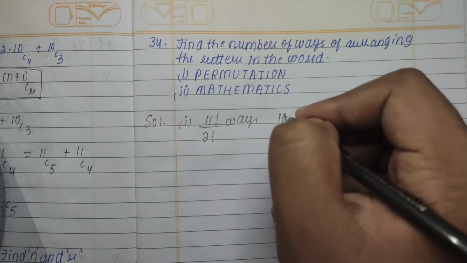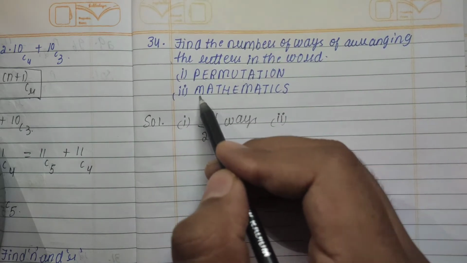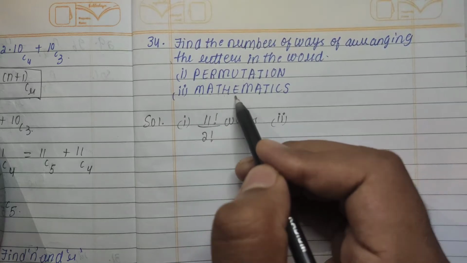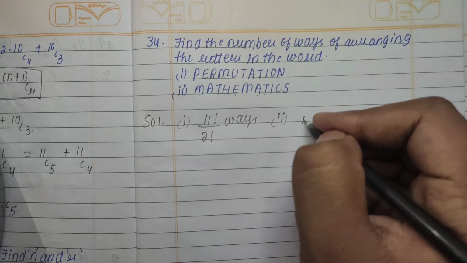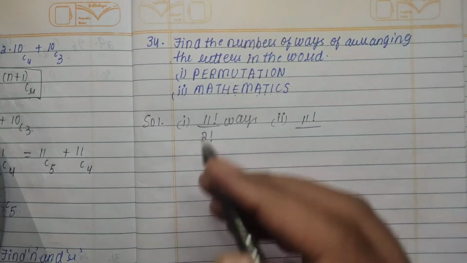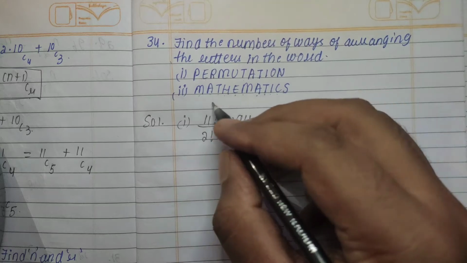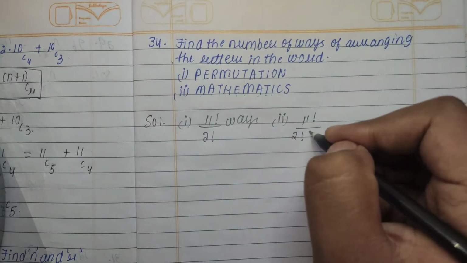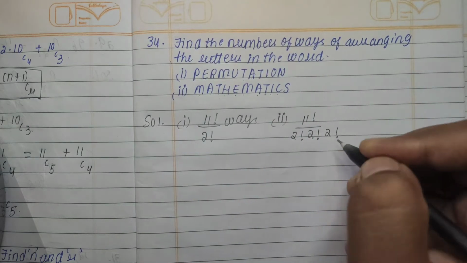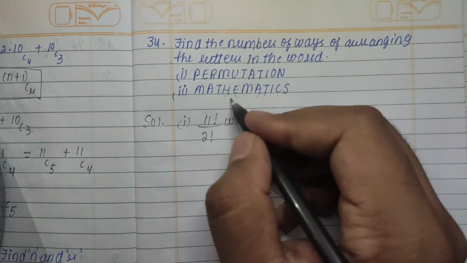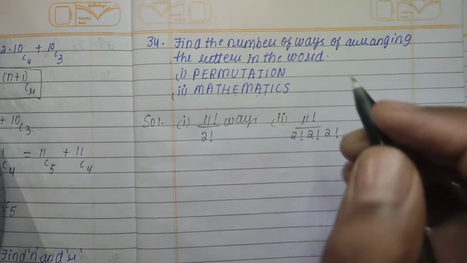That's it. Now let's find mathematics. M, 1, 2, 3, 4, 5, 6, 7, 8, 9, 10, 11. So this is also 11 factorial by. M is repeating twice, so 2 factorial. A is repeating twice, so 2 factorial. T is repeating twice, so 2 factorial. H is not repeating, E is not repeating, and that's it. C is not repeating. S is not repeating.